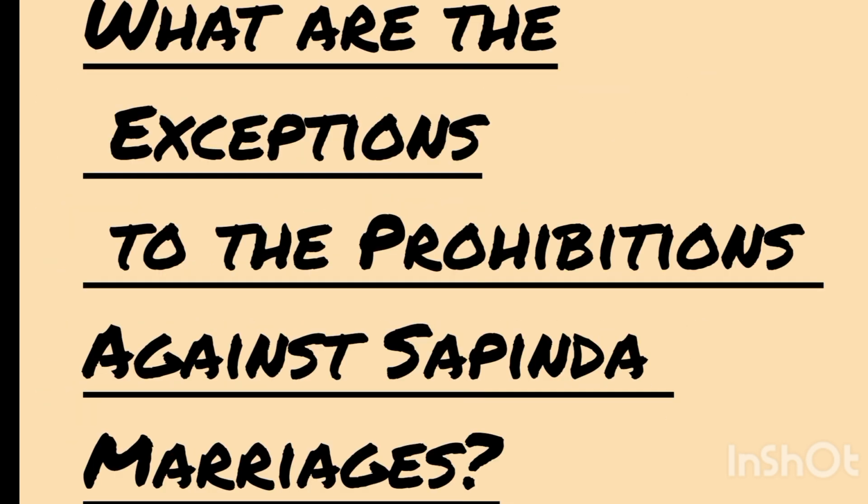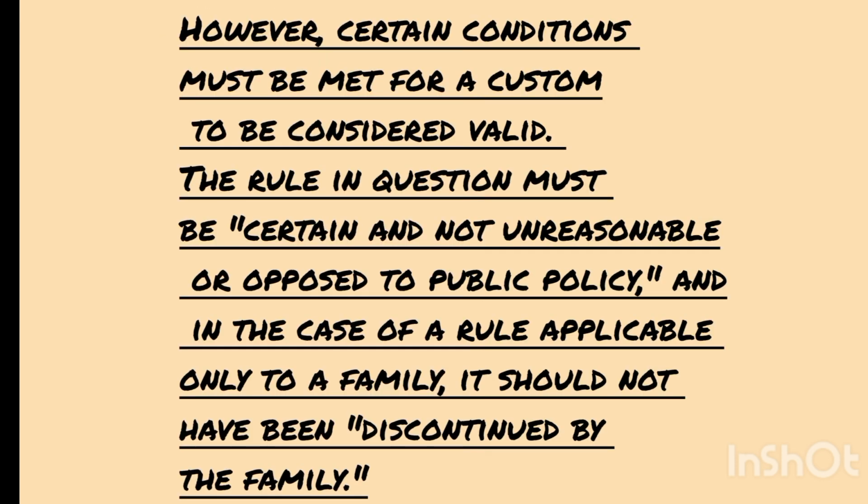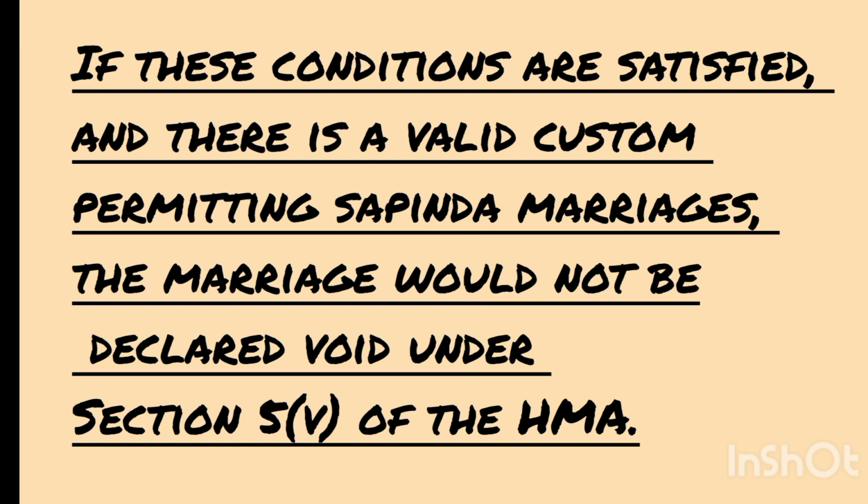What are the exceptions to the prohibition against Sapinda marriages? These exceptions are mentioned in Section 5, Clause 5 of the Hindu Marriage Act, and it states that if the custom of the individuals involved permits Sapinda marriages, then such marriages would not be declared void. However, certain conditions must be met for a custom to be considered valid. The rule in question must be certain and not unreasonable or opposed to public policy. And in the case of a rule applicable only to a family, it should not have been discontinued by the family. If these conditions are satisfied and there is a valid custom permitting Sapinda marriages, the marriage would not be declared void under Section 5, Clause 5 of the Hindu Marriage Act.